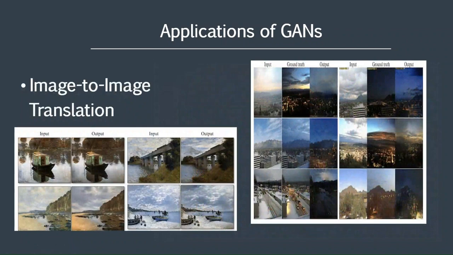Now, we will see some applications of GANs. The first one is image to image translation. Image to image translation is a technique where an input image is transformed into another image while maintaining its key features. Here, these photos represent daytime cityscapes converted to nighttime cityscapes. And in these pictures, the input pictures are paintings which are converted into photographs.